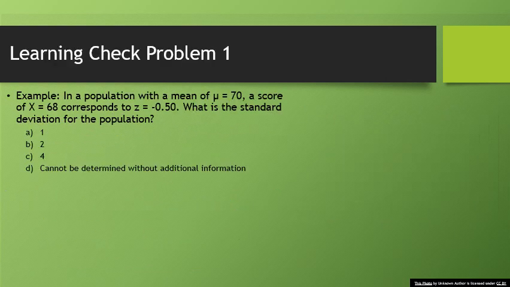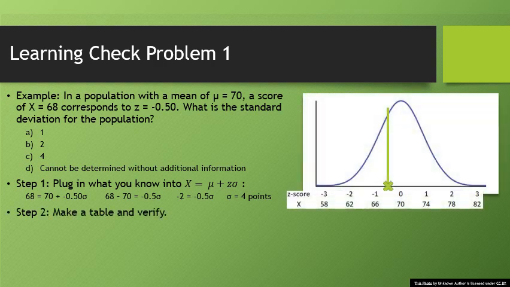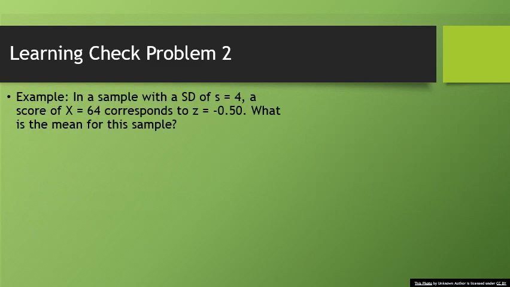All right, here's your learning check. Pause the video and see if you can solve. So in a population with a mean of 70, a score of 68 corresponds to negative 0.5. What is the standard deviation? Step 1, plug what you know into x equals. I found a standard deviation equal to 4. I make a table and I verify it. So a score of 68 corresponds to negative 0.5, and yep, that works. My table looks good. It's verified.